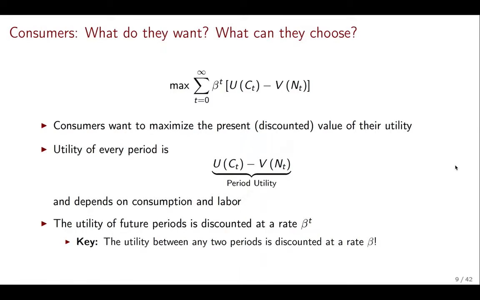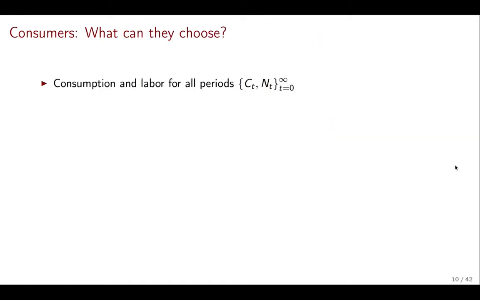What's interesting is that because you discount at a constant factor beta, the utility between any two periods is always discounted at the same rate beta. The utility 5 periods ahead is going to be discounted at beta to the 5, and so on and so forth. So now we know what they want. Now, what can they choose? Well, they surely can choose labor and consumption for all periods. So this here is the set of all consumption and labor from t equals 0 to infinity. This is an infinite sequence of consumption and labor choices.